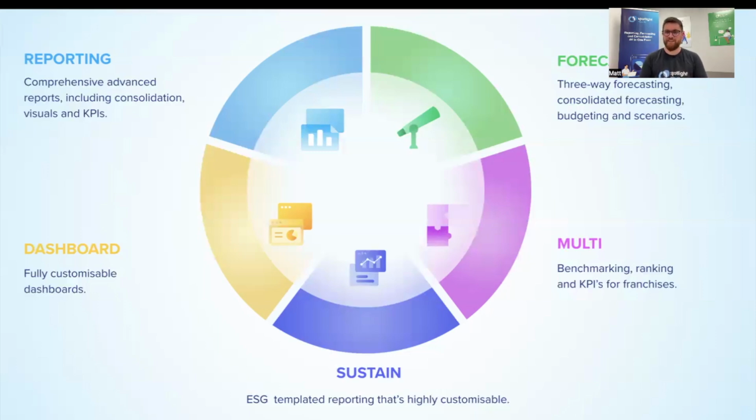Spotlight Forecasting is our 3-way forecasting tool. That means you'll have profit and loss, balance sheet, and cash flow forecast all interacting and talking to each other to ensure the accuracy of those forecasts. We have built a double entry accounting system underneath it, so all of those journals post in the background without you needing to worry about them.